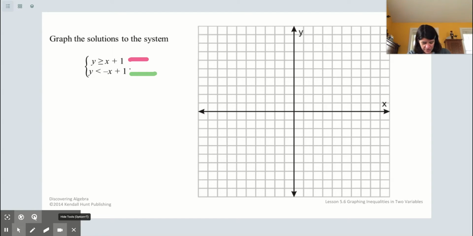So I know that my intercept is at 1. And then I have a slope of 1, so I'll just draw some dots to help me draw my line. And since it's greater than or equal to, I want a solid line.